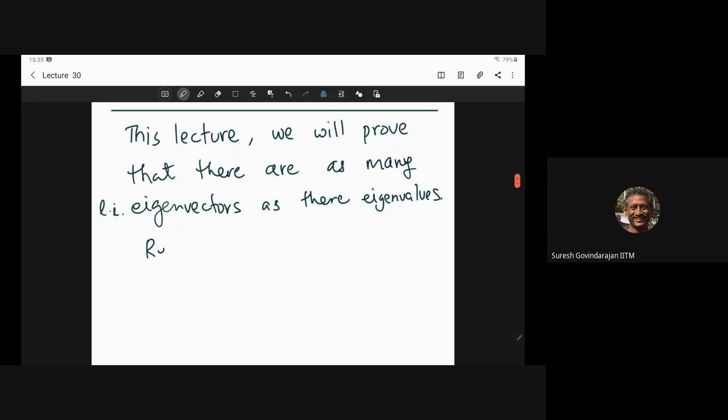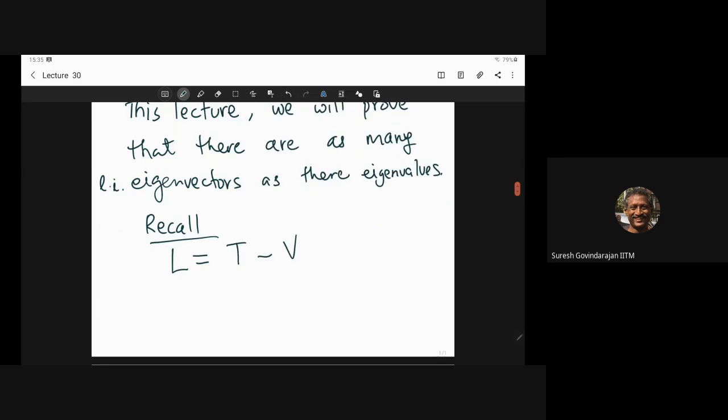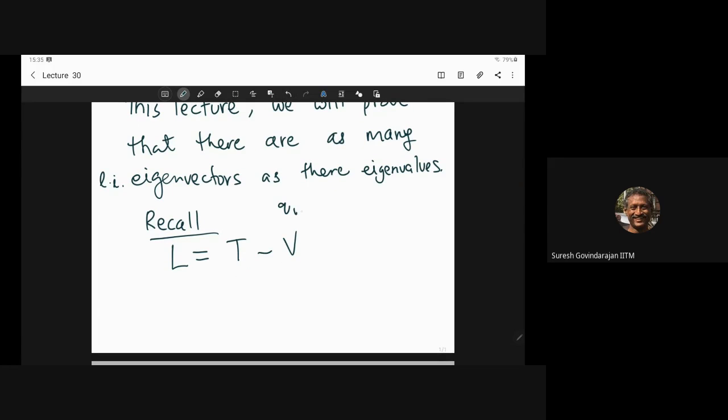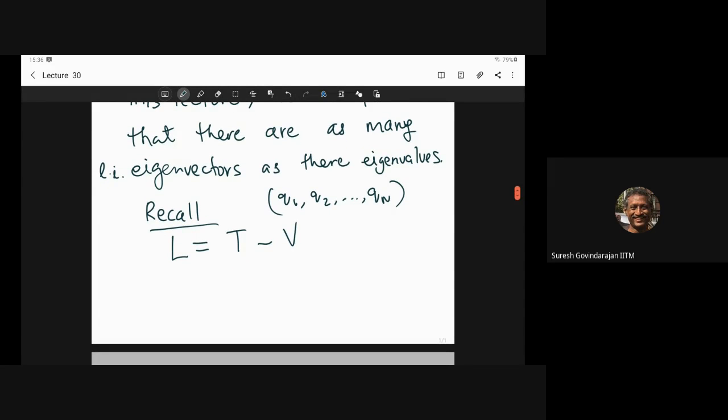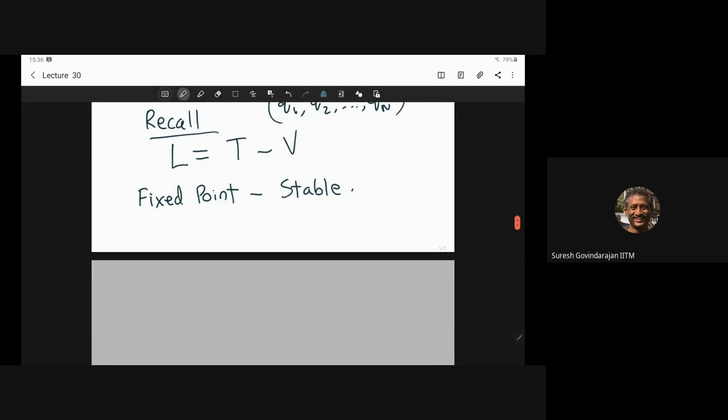So recall that we have some complicated Lagrangian, which would be T minus V. Okay. And so let's say that there are q1, q2, up to qn. So some capital n dimensional coordinate space, so 2n dimensional phase space. So we have T and V, and there is some fixed point which we are saying is stable.